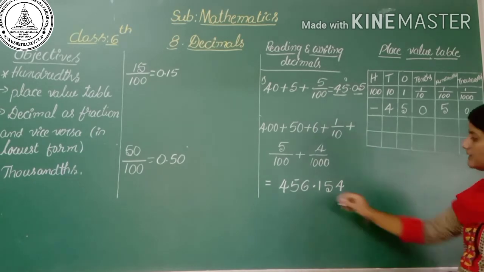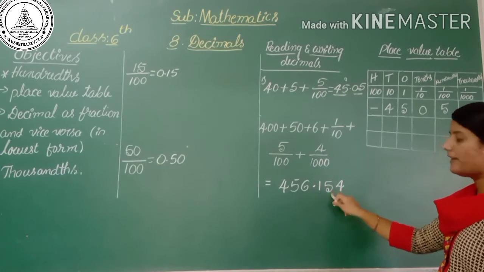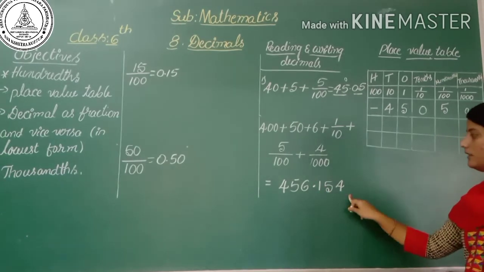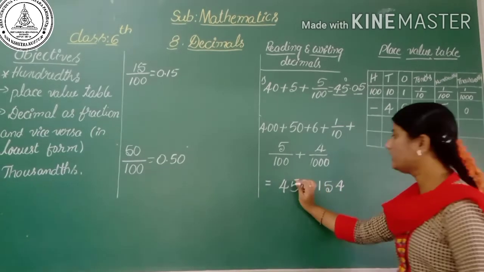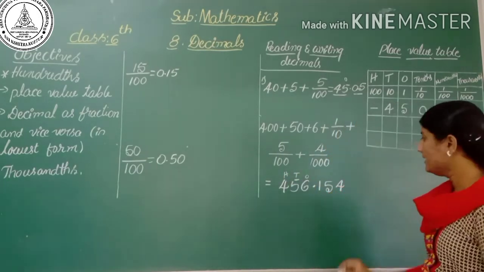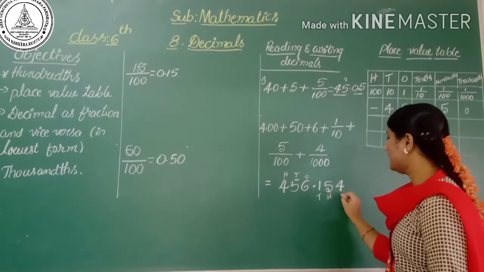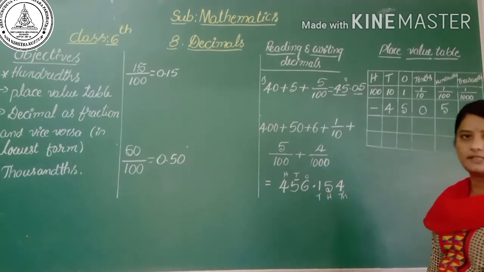Okay. Then the second number is 456.154. Yes, now you can see here it is the whole part. We can count it as ones, tens, hundreds. Okay. In the decimal parts, 1 is in the tenths, 5 is in the hundredths, 4 is in the thousandths.